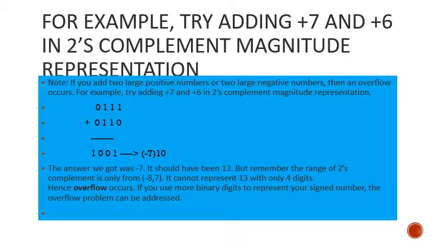If you add 2 large positive numbers or 2 large negative numbers, then an overflow occurs. For example, try adding plus 5 and plus 6 in 2's complement representation. We will get minus 7. It should be 11, that is 5 plus 6, but remember that the range of 4-bit 2's complement is only from minus 8 to 7. It cannot represent 11 with only 4 digits. Hence, overflow occurs. If you use more binary digits to represent your signed number, the overflow problem can be addressed.